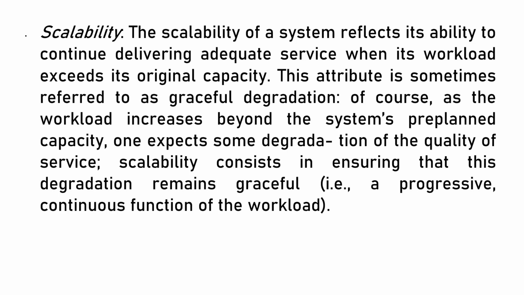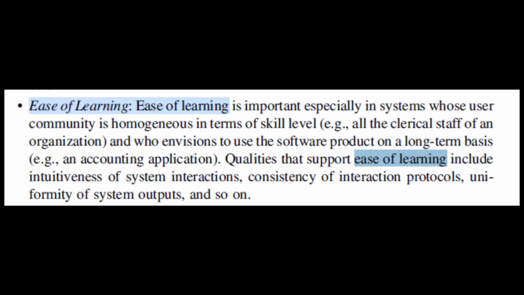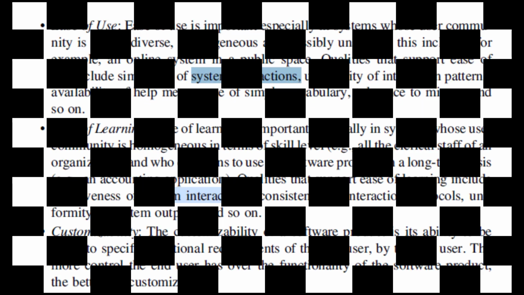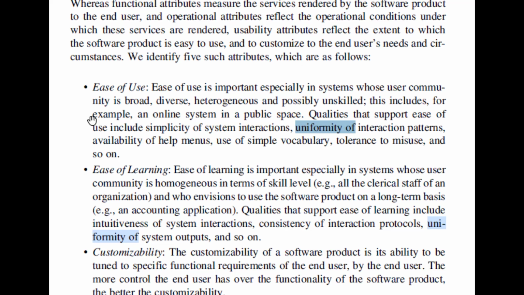Ease of learning. Ease of learning is important especially in systems whose user community is homogeneous in terms of skill level, for example, all the clerical staff of an organization, and who envision using the software product on a long-term basis, for example, an accounting application. Qualities that support ease of learning include intuitiveness of system interactions, consistency of interaction protocols, uniformity of system outputs, and so on.